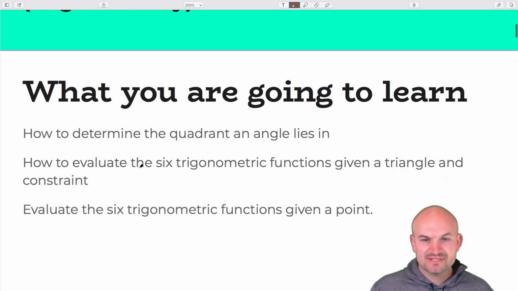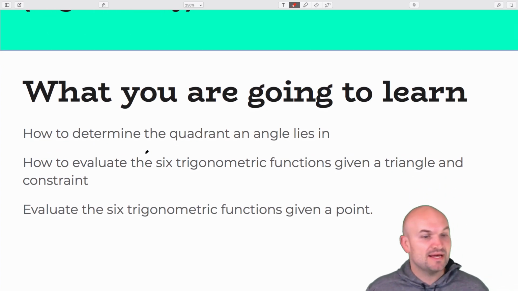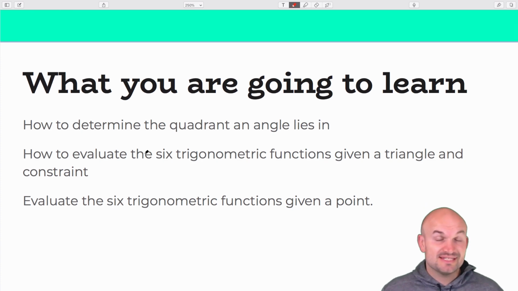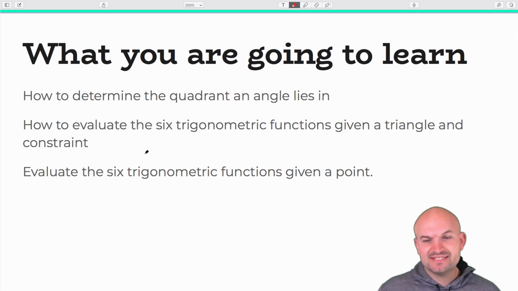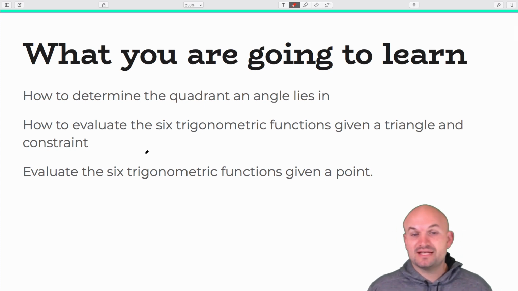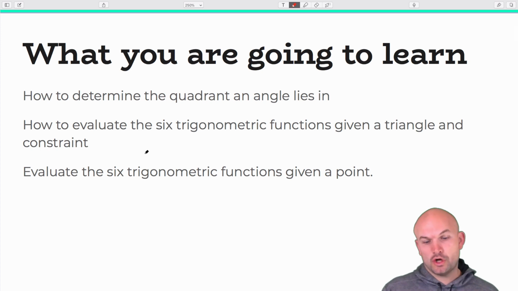What we're going to talk about in this lesson is how to identify the quadrants that an angle lies in, how to evaluate the 6 trigonometric functions given a triangle and constraint, as well as when given a point. You might notice this is very similar to what we've already covered in day 1 of our first lesson. That is true because this is a little overflow of problems that I decided to separate from the first 2 lessons to create its own lesson.